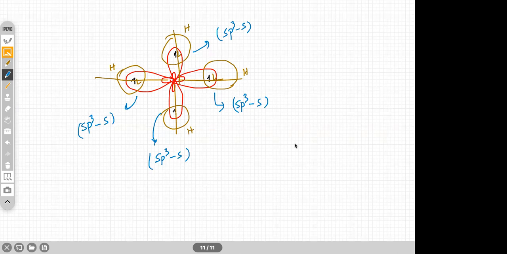Then suppose px has an electron, so the orbital energy of px is slightly more than the energy of py and pz, right? So in order to have similar energy, these orbitals intermix and form a new set of orbitals. So the energy difference is there because of the presence of electron.